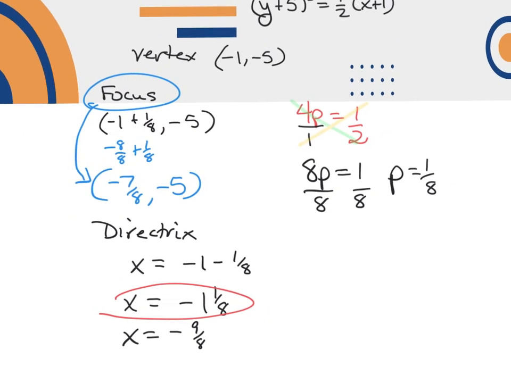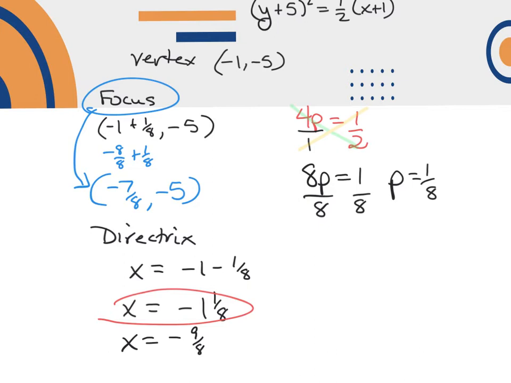I also need my axis of symmetry. That comes from the vertex. So for the axis of symmetry, it's going to be y equals -5. I also need an additional point. Since it's a y squared, let me go ahead and try to see if I can find my x-intercept.